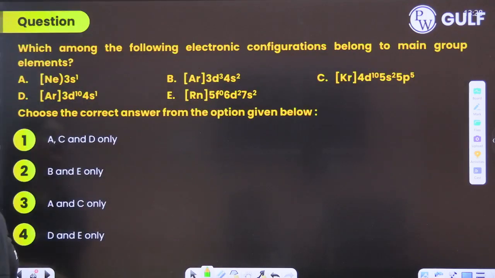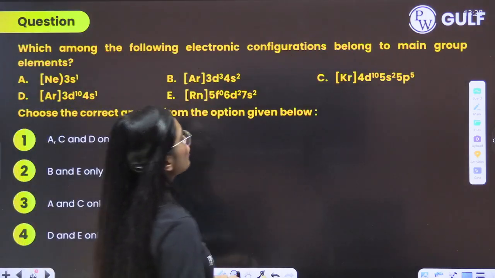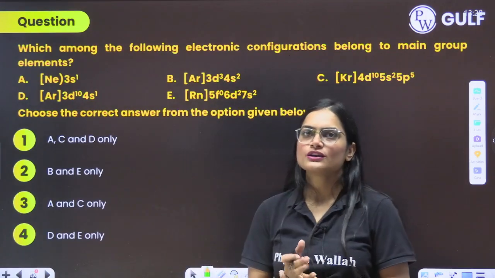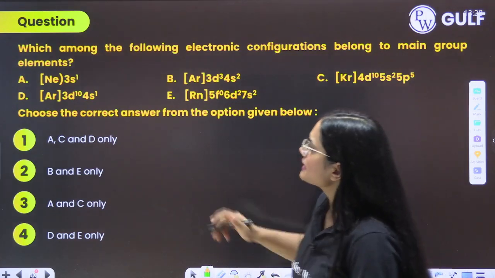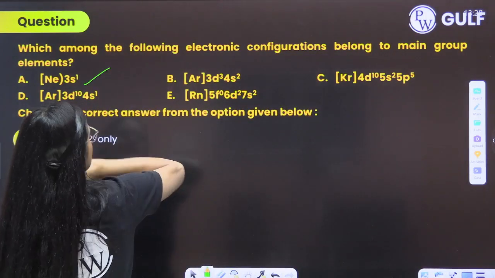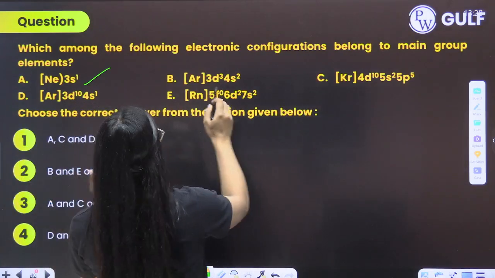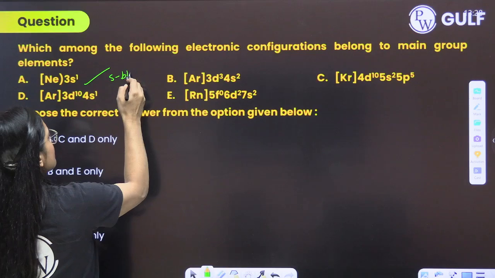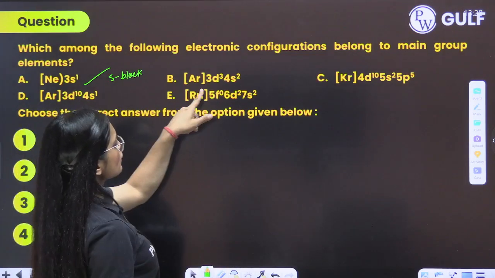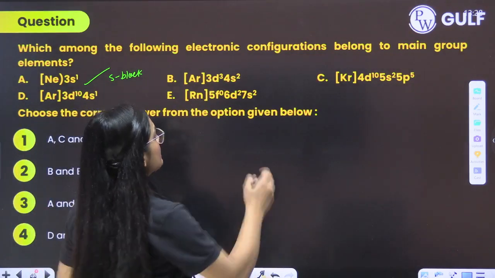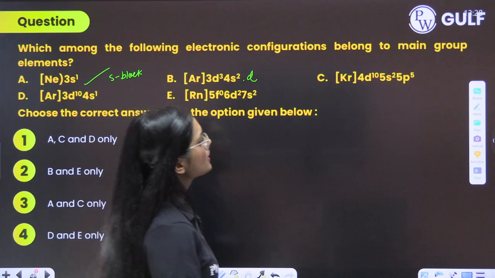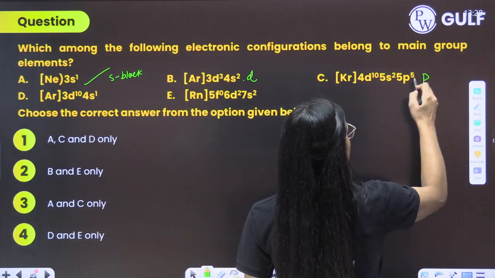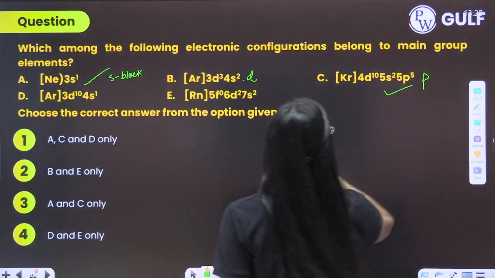Which among the following electronic configurations belong to main group elements? Main group elements are your S block and P block elements. This is an element from S block. This is an element from D block. This is from S block. This is the configuration of vanadium. This is from D block because the last electron is entering into D. This is an element from P block and it is part of main group elements.